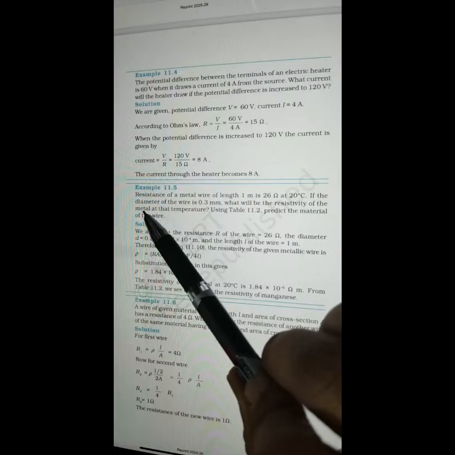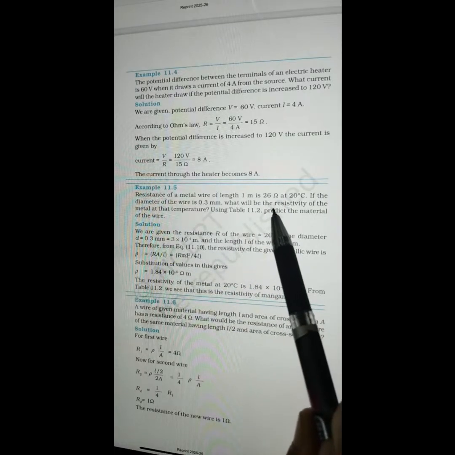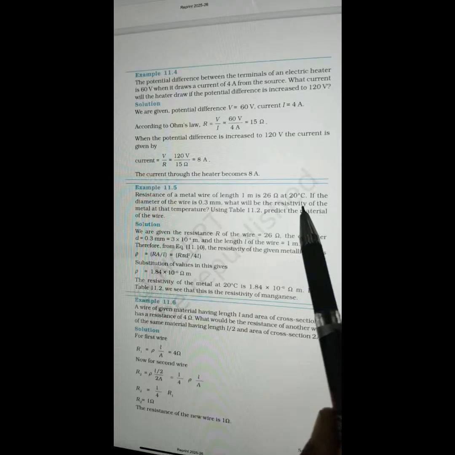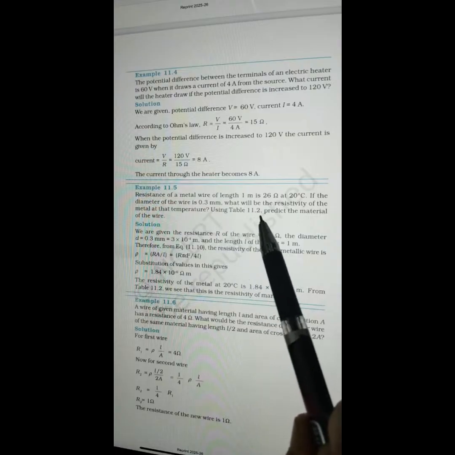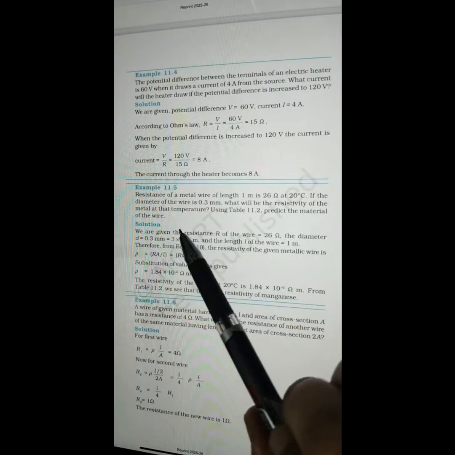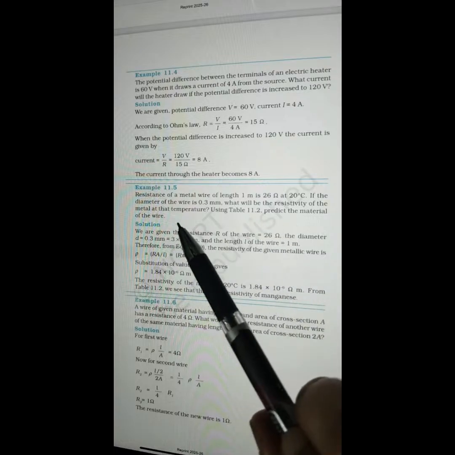Example 11.5. Resistance of a metal wire of length 1 meter is 26 ohm at 20 degrees Celsius. If the diameter of the wire is 0.3 millimeter, what will be the resistivity of the metal at that temperature? Using table 11.2, predict the material of the wire.